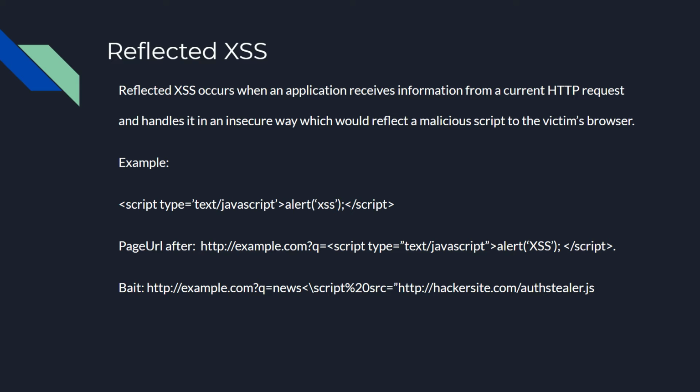Reflected XSS occurs when an application receives information from a current HTTP request and handles it in an insecure way, which will reflect a malicious script to the victim's browser. An example would be this one.